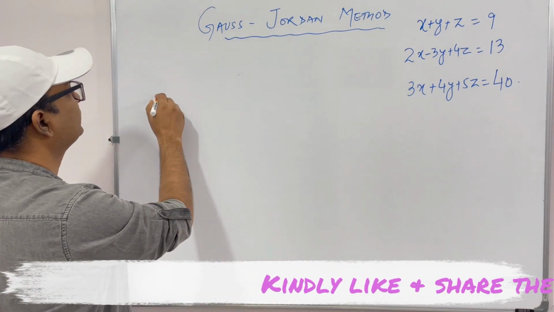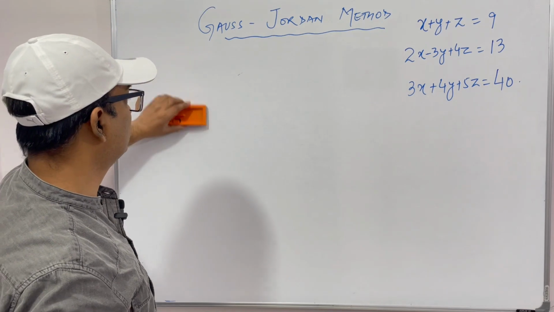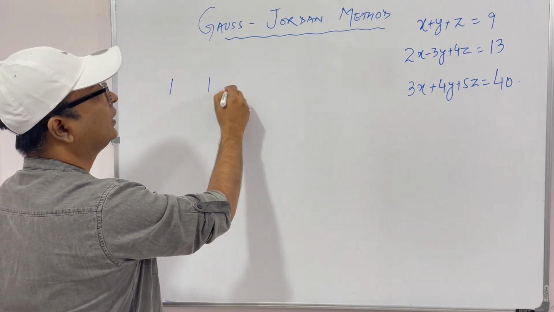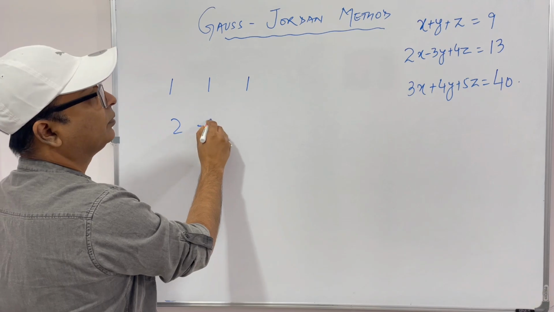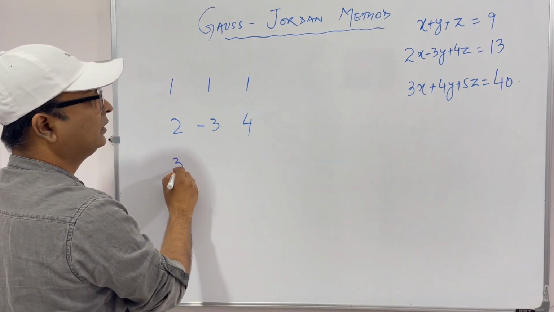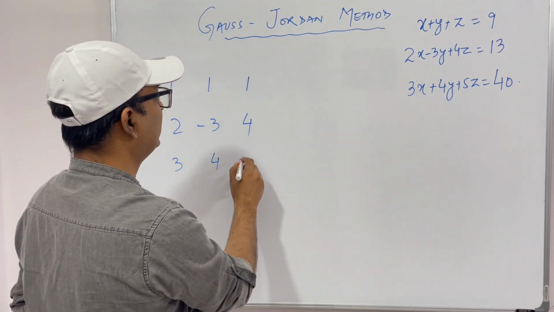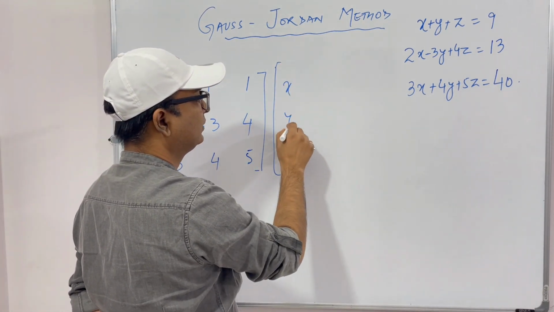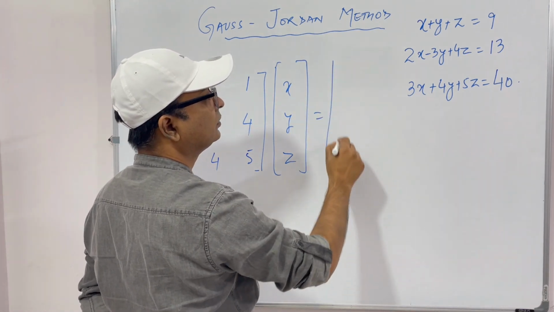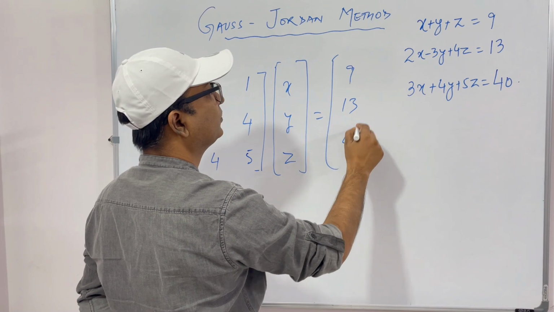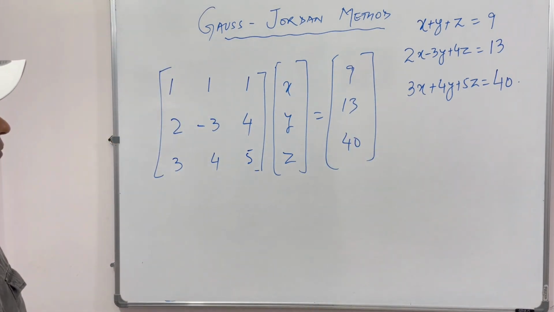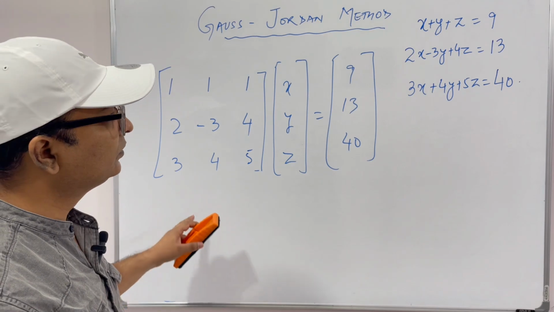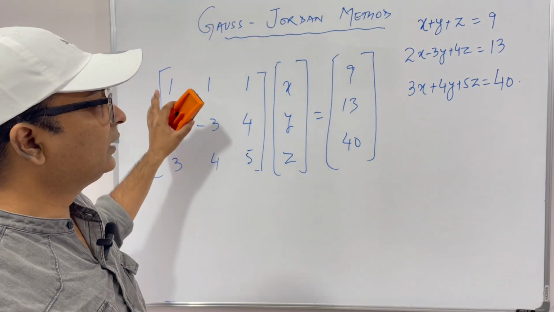How can we write it in matrix form? Like this: 1, 1, 1; then 2, minus 3, 4; then 3, 4, 5, into X, Y, Z equal to 9, 13, 40. So this is our equation in matrix form. What we have to do is, we have to reduce this into a diagonal matrix. So let's start with this.